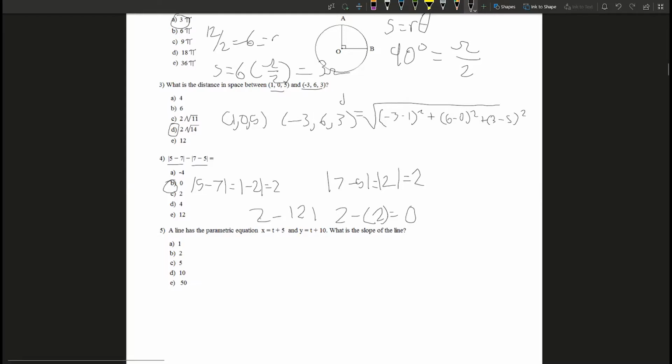All right, so a line has a parametric equation x equals t plus 5 and y equals t plus 10. So what is the slope of the line?